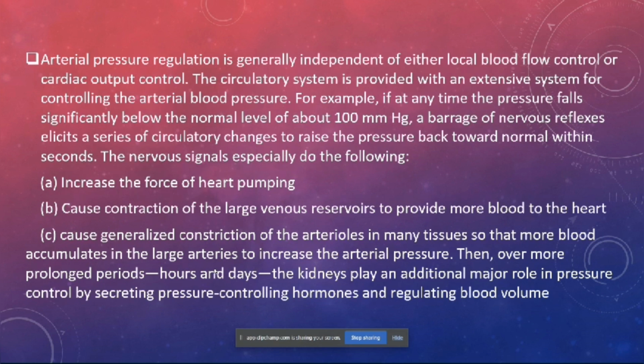Then over more prolonged periods, hours and days, the kidney plays an additional major role in pressure control by secreting pressure controlling hormones and regulating blood volume.